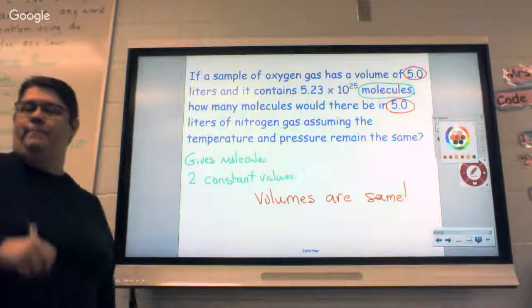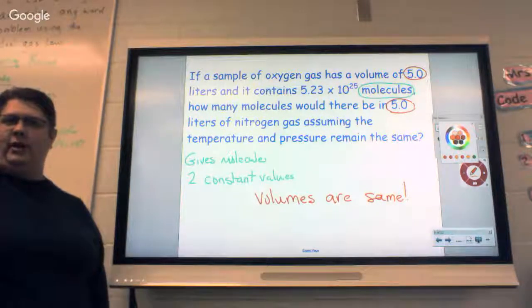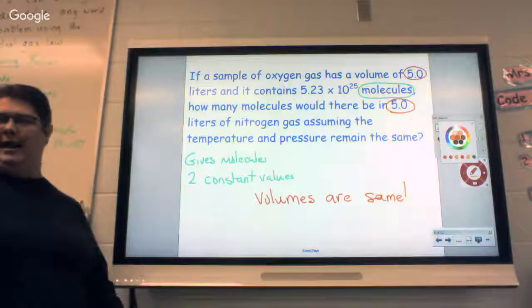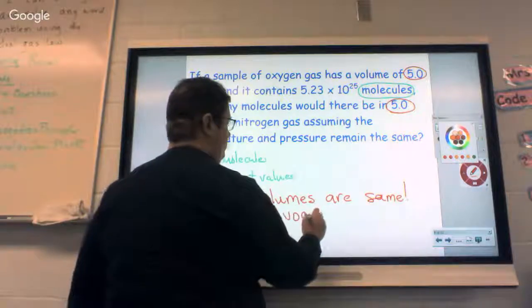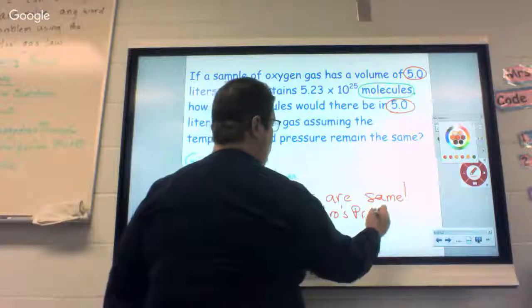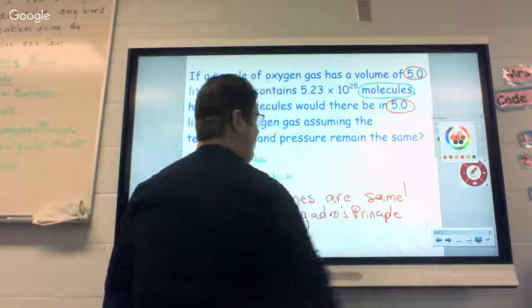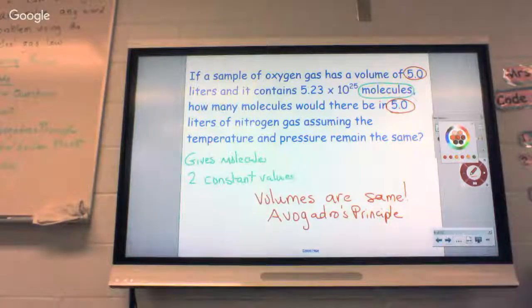Volumes are the same. So when you see that the volumes are the same, the thing that should start to pop into your head is Avogadro's principle. When you read volumes are the same, temperature and pressure is not changing, Avogadro's principle should start to pop into your brain. Now, what should Avogadro's principle mean?